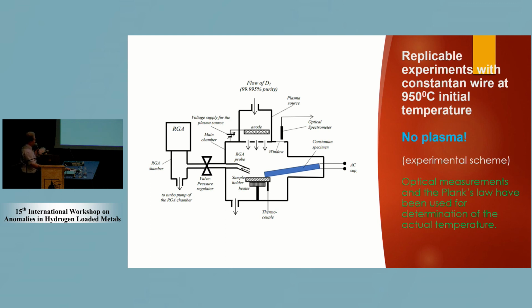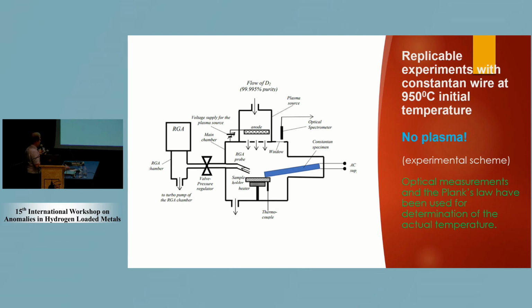And generally speaking, we are going to see the corresponding pictures based on this experimental scheme here. No plasma is used, despite my system having the opportunity to have a plasma. In all of the experiments which I'm going to demonstrate today, no plasma was used. Regarding these first experiments, why am I saying replicable? Because we did several experiments at this initial temperature, and in all of them the outcomes were the same: destroying of the specimen and metal release.